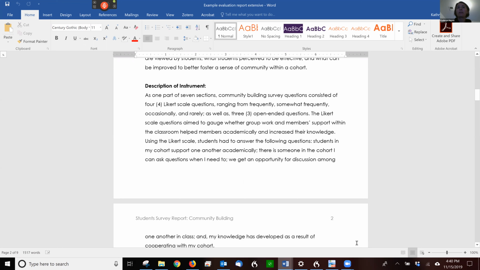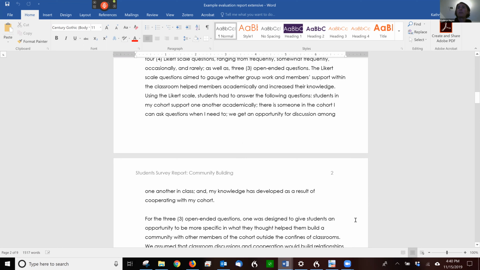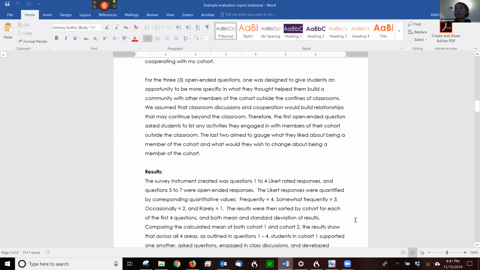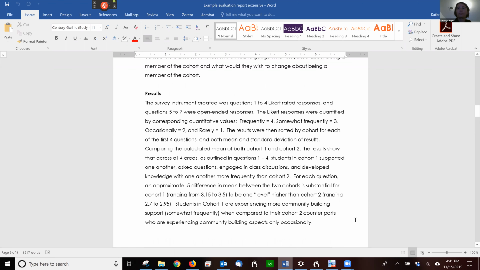They talk about what the Likert questions aim to do: to gauge whether the group work and member support helped members academically and increase their knowledge. And then they gave a couple of examples. Students in my cohort support one another academically, etc. And then they talk a little bit more about their open-ended questions. Now, you only need to give 1 or 2 examples of each item. You don't need to give all of them.